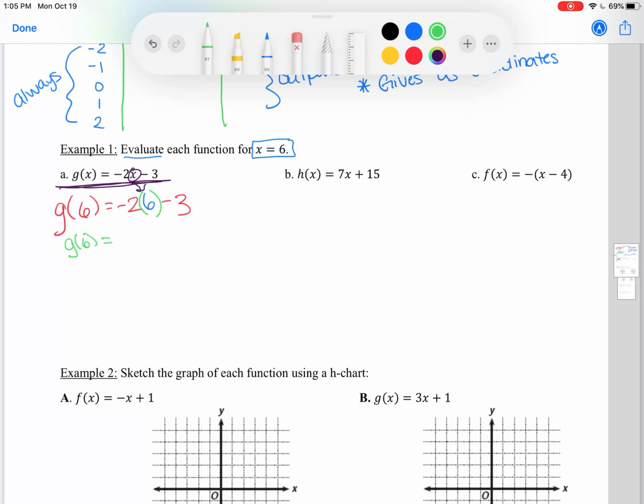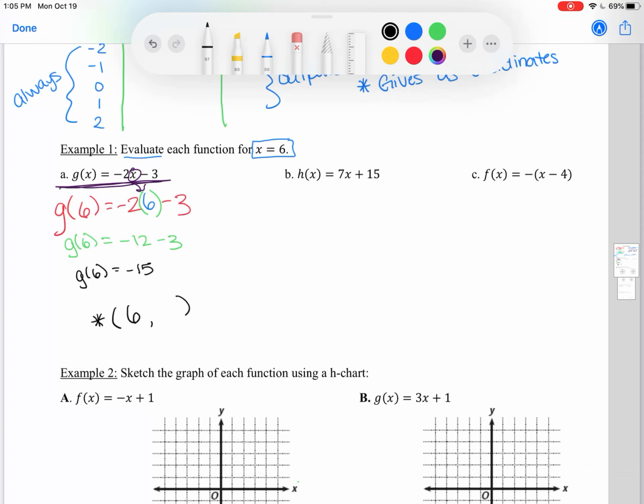So the g of 6 is going to stay on the left-hand side. Okay, g of 6, it's a function of 6. This time it's g instead of f, but it's the same idea. All right. And then -2 times 6 gives me -12 minus 3. And if I work down once more, that tells me that g of 6 equals -15. And what that means is that when x is 6, you're going to get a -15 out of this function.